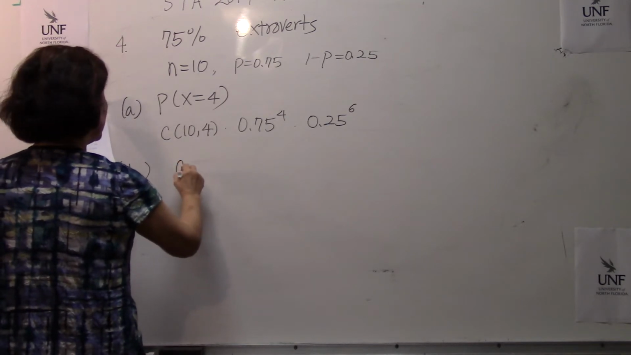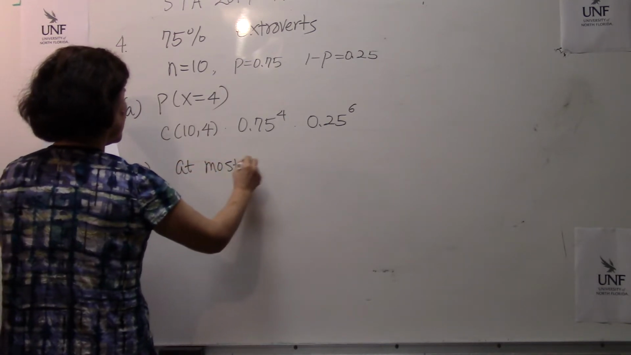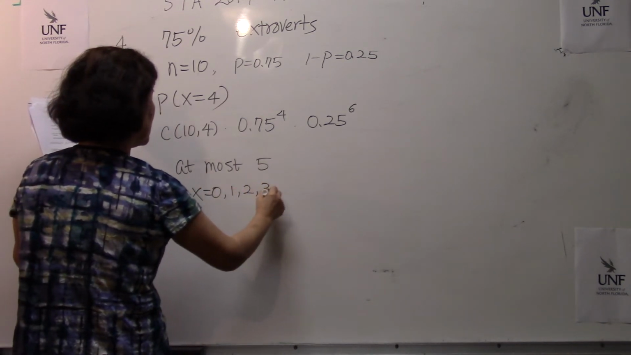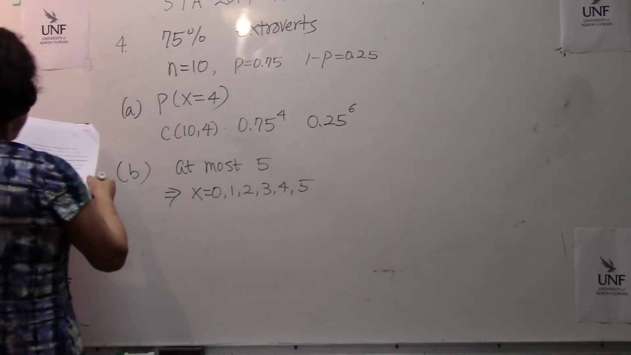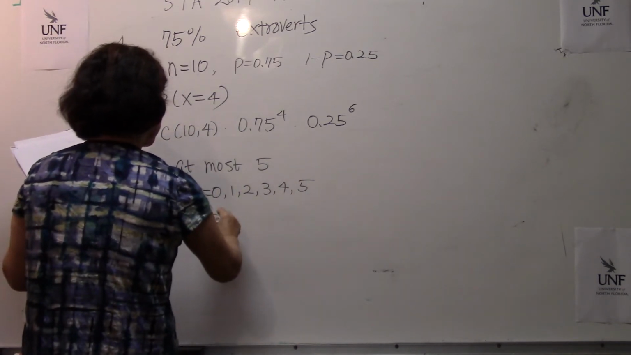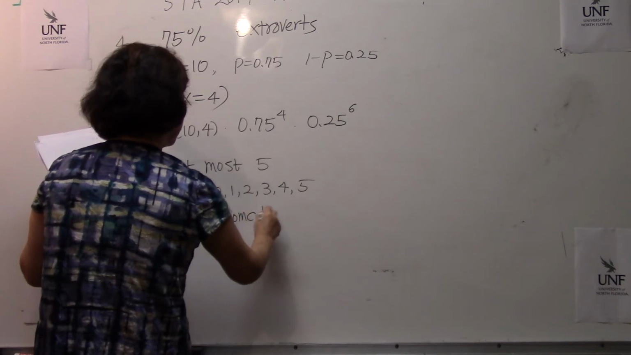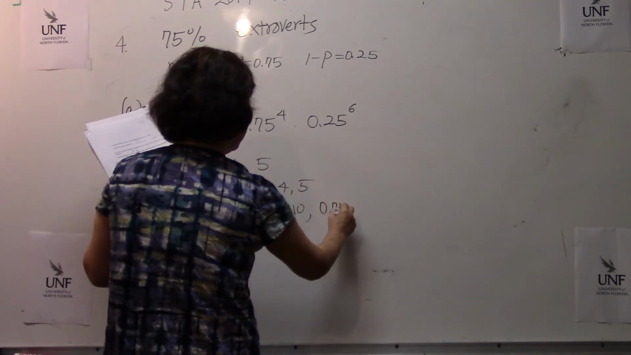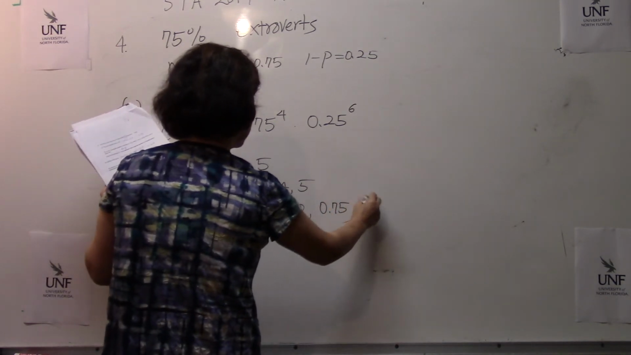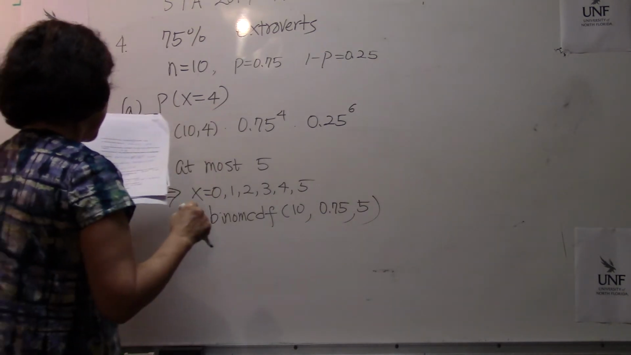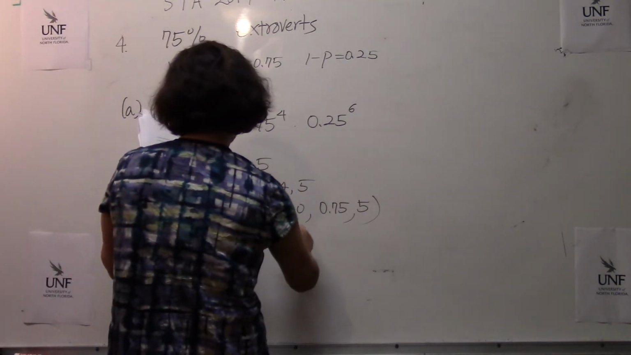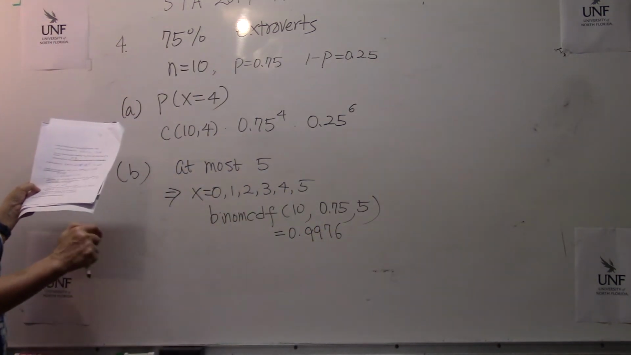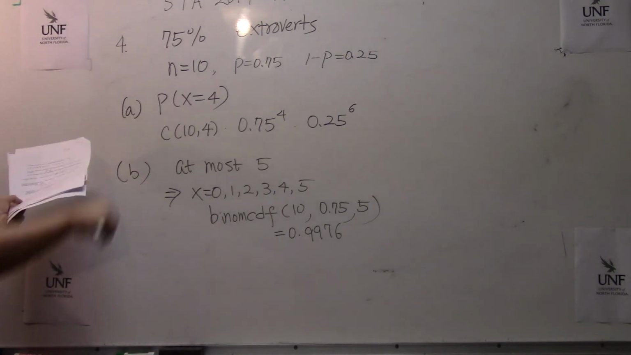Okay, at most 5. So that means x equals 0, 1, 2, 3, 4, 5. Correct? So you can say binom CDF. 10 people over there. Probability P is 0.75. The cutting right end is 5. So that is 0.9976. It's almost 100%. At most 5 of them say, oh, I'm extrovert.